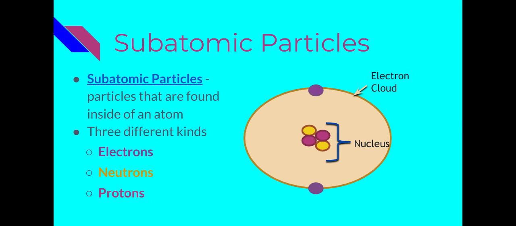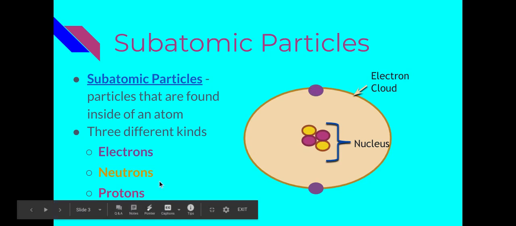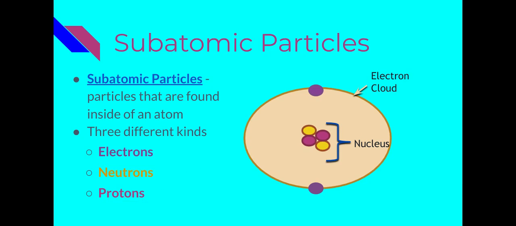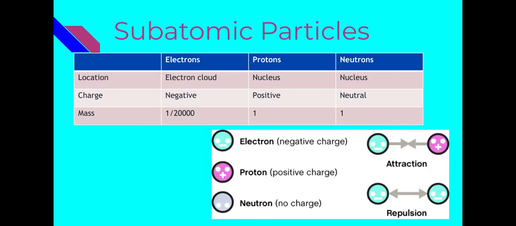So inside your atom, you have subatomic particles. Subatomic particles are particles that are found inside the atom. You have three different types: electrons, neutrons, and protons. They are color-coded. The electrons are out here. Neutrons are the yellow, and then protons are the pink. Here are some general facts about subatomic particles.